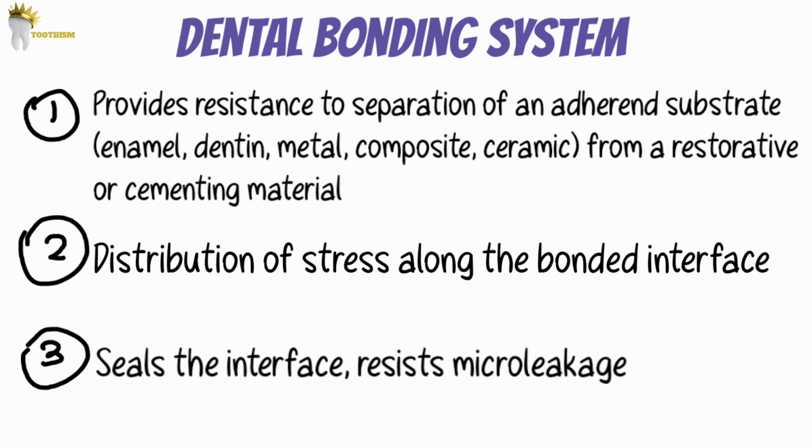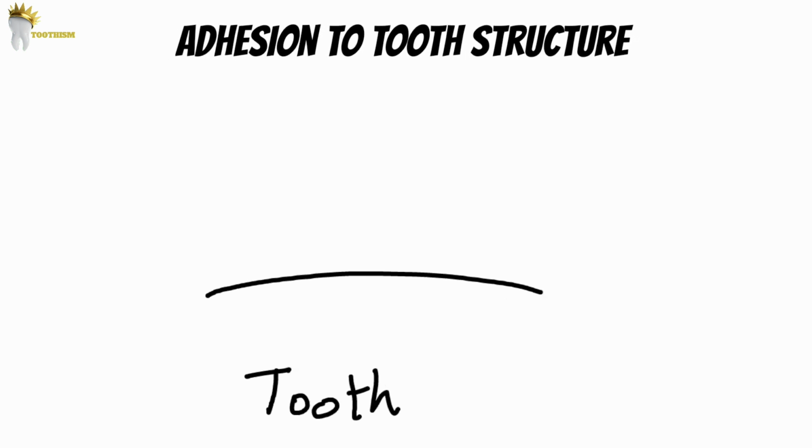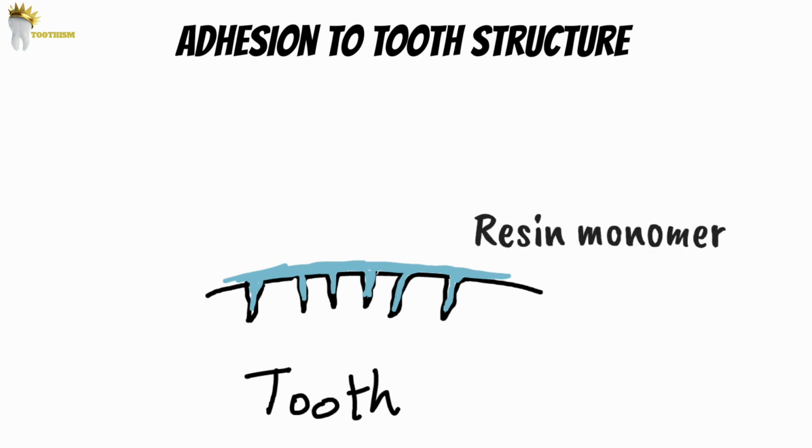Now let's see how a restoration adheres to the tooth structure. The fundamental mechanism of adhesion to tooth structure is a two-part process. First, the hydroxyapatite in the tooth structure is removed to create micropores, and then we fill these micropores with resin monomers and then polymerize them, means we harden them. In this way, resin tags are formed that penetrate and micromechanically interlock with the hard tissue. This is the simplest way to look at dental adhesion.